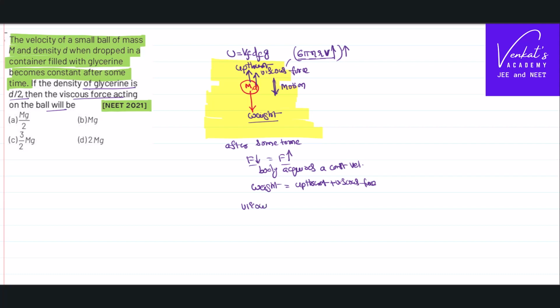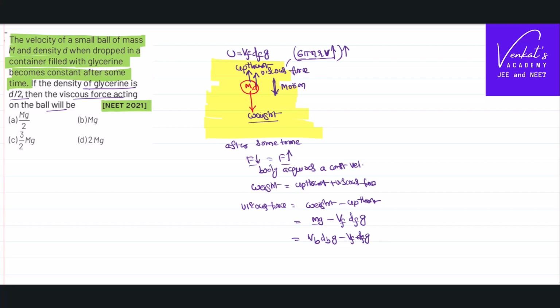So let me write a formula for viscous force first, as weight minus upthrust. We know weight equals mg. Upthrust as per Archimedes principle is volume of the fluid displaced, density of the fluid, into gravity. Mass of the body can be written as volume of the body into density of the body, minus volume of the fluid into density of the fluid into gravity.